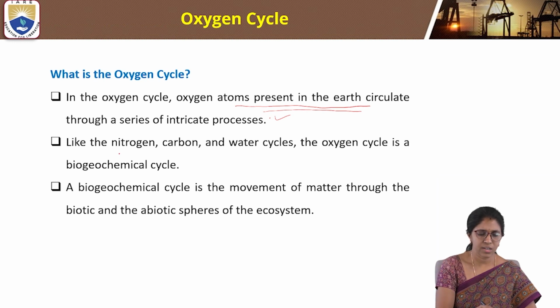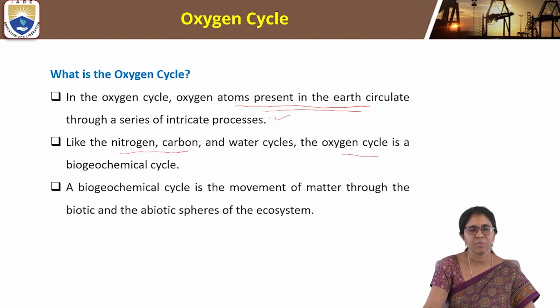So it is like the nitrogen, carbon, and water cycles. The oxygen cycle is a biogeochemical cycle. A biogeochemical cycle is the movement of matter through the biotic and abiotic spheres of an ecosystem. So here, the oxygen cycle means the movement of oxygen through the biotic and abiotic spheres of the ecosystem.